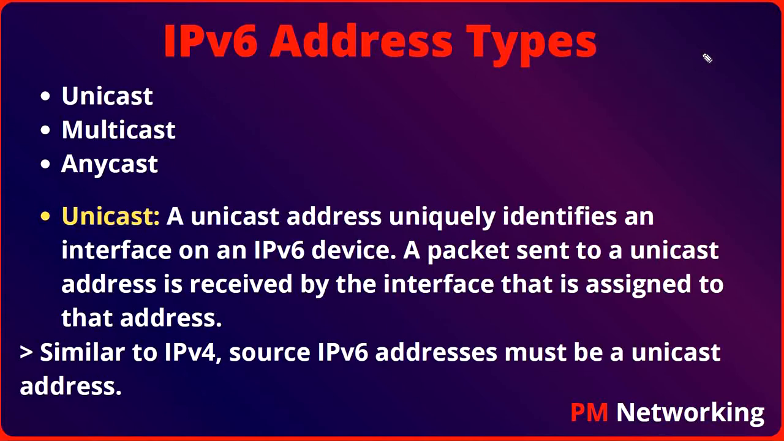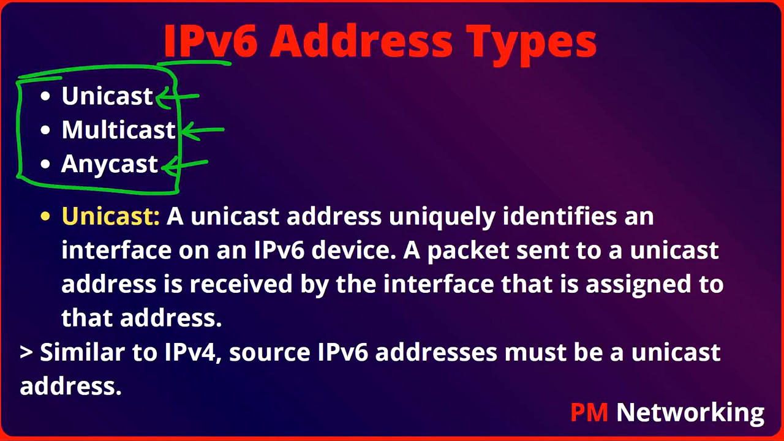you can see we have 3 types of address in IPv6: unicast, multicast, and anycast. In IPv4 we have 3 types of address, right? Unicast, multicast, and broadcast, but there is no term like broadcast in IPv6. Okay, we have unicast, multicast, and anycast. These are the 3 types of IPv6 address. Let me discuss them one by one.